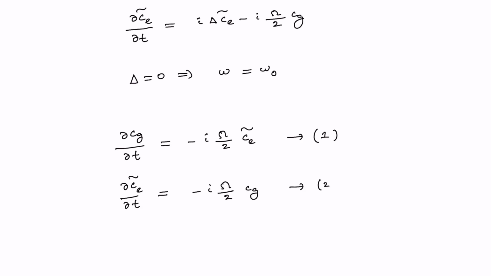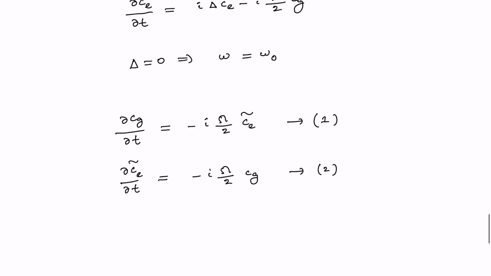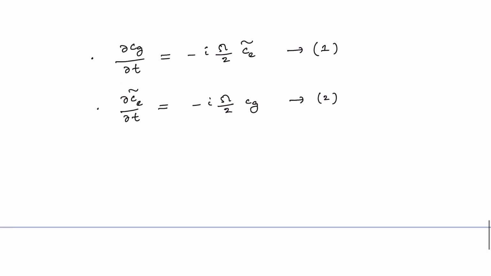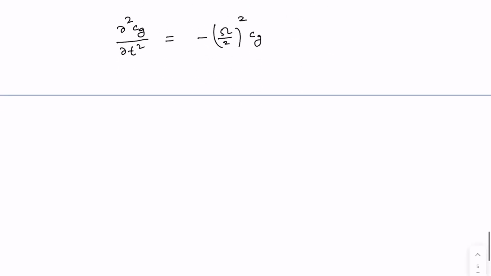Let's say this is equation number 2. Now we can differentiate equation number 1 with respect to time and use equation number 2, and then we are going to get this second order differential equation: ∂²Cg/∂t² = -(Ω/2)² Cg, or let me just write it in this form, ∂²Cg/∂t² + (Ω/2)² Cg = 0, and this is a well-known equation.